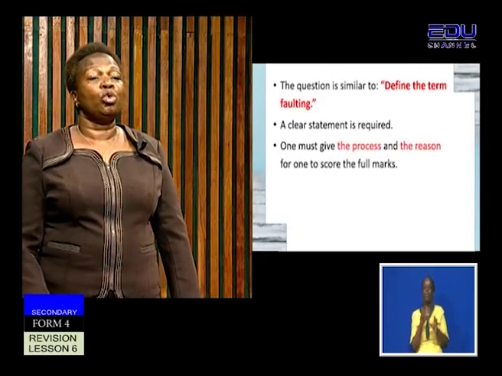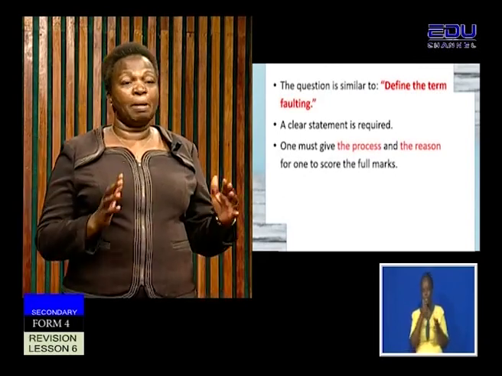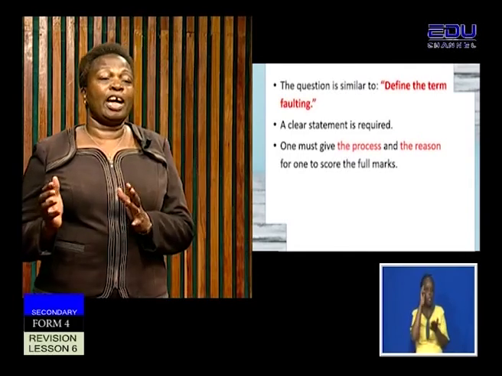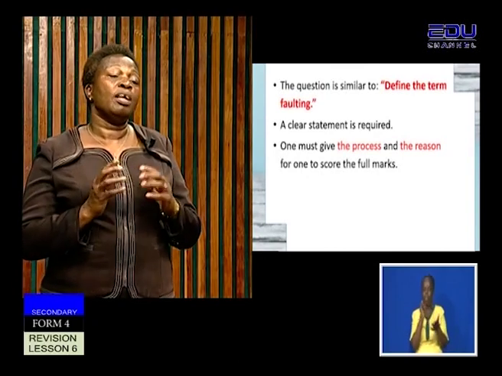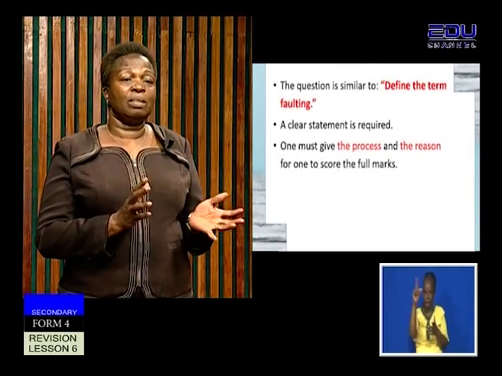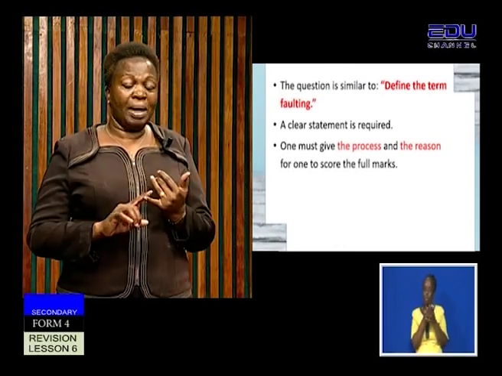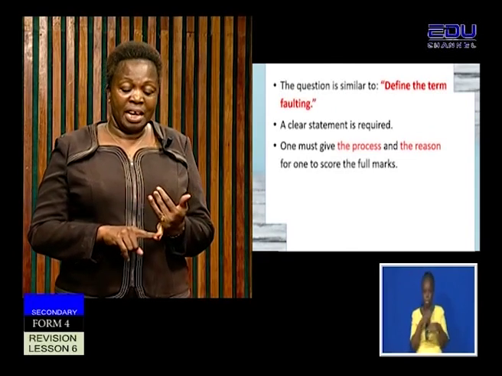One must give 2 things. First, you must give the process, and then you also have to give the reason for that process so as to score the 2 marks, because as we have seen, the question carries 2 marks. So for you to score both marks, you must first give the process, and then you give the reason for that process in order for you to score the 2 marks that have been awarded in the question. So now we look at the appropriate answer for this question.